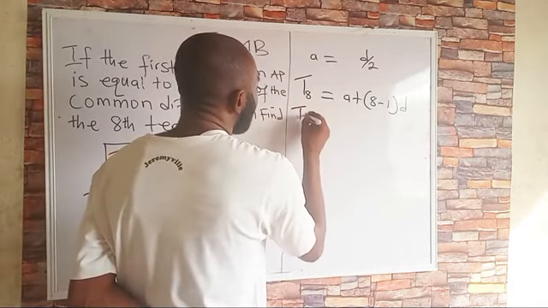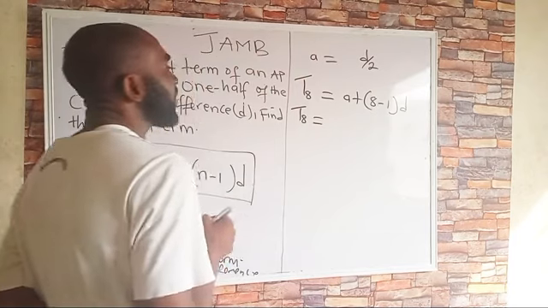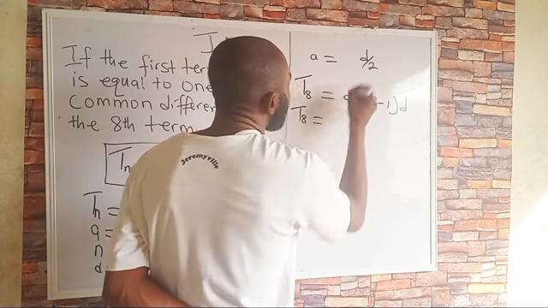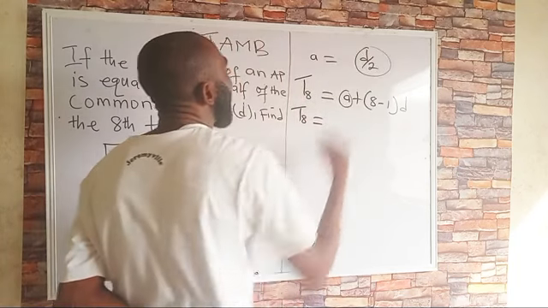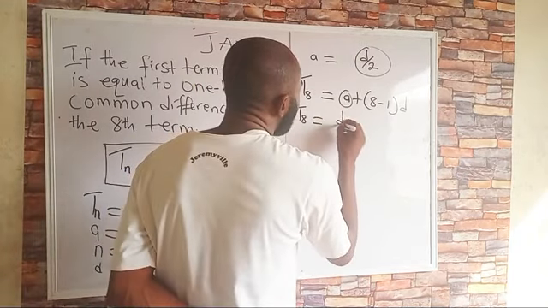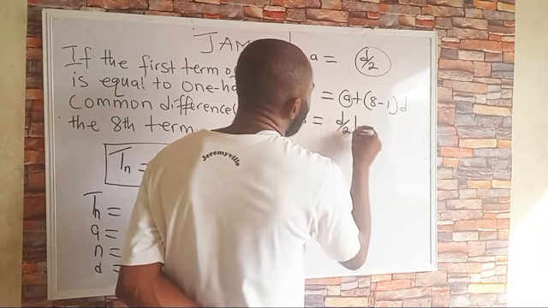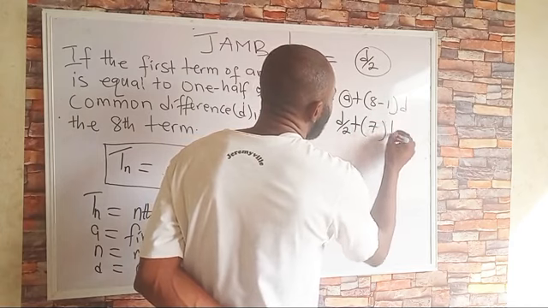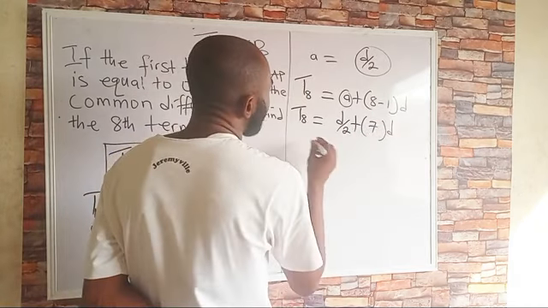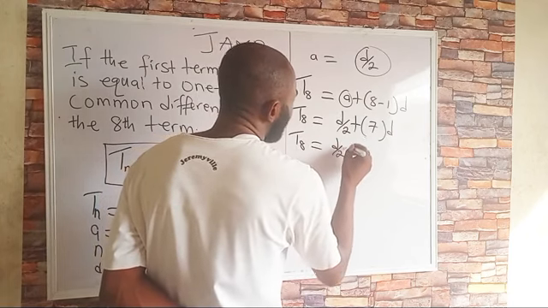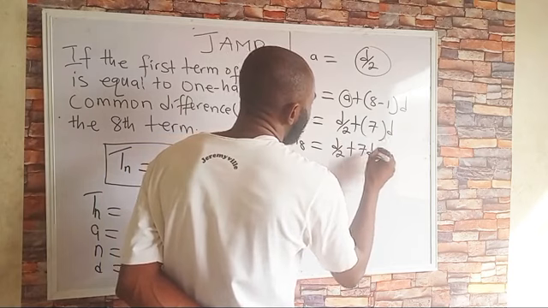Then T80, the 80th term, is equal to, where you see a, you are going to write half of the common difference, since a is equal to half of the common difference. So you now have d all over 2 plus, then 80 minus 1 is 79, then d. So here d times 79, that will give you T80 is equal to d all over 2 plus 79d.